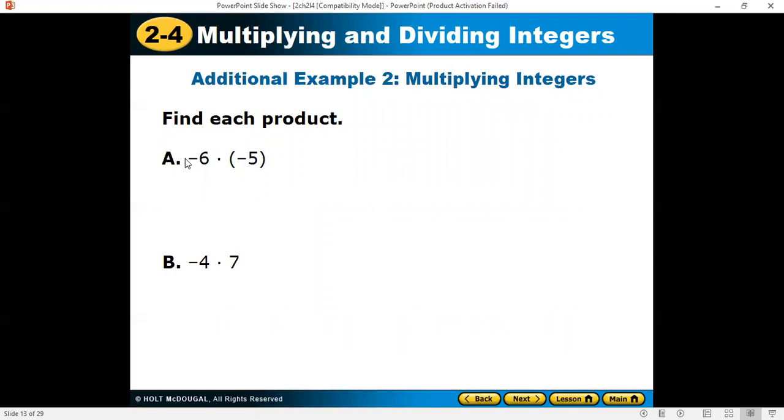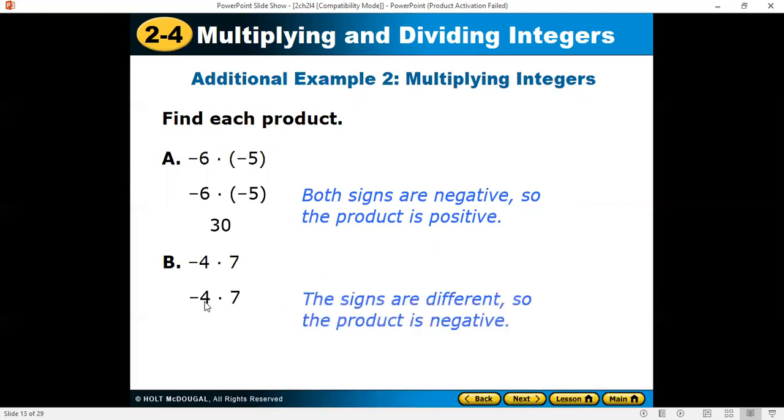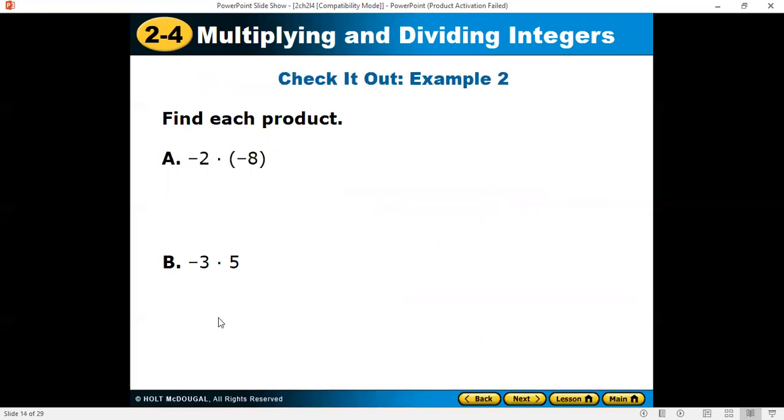Could you please check with me the product of those two numbers? Negative 6 times negative 5. You will start to calculate negative times negative. Negative times negative will equal positive. And then we note that both signs are negative, so the product is positive. Then the answer will equal 30. When we have negative 4 times 7, the first is negative, the second is positive, so we have different signs, which means the answer of the product is negative. So the answer will be negative 28.